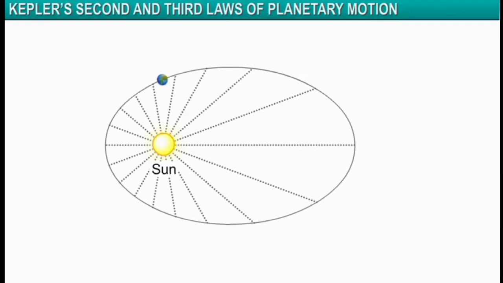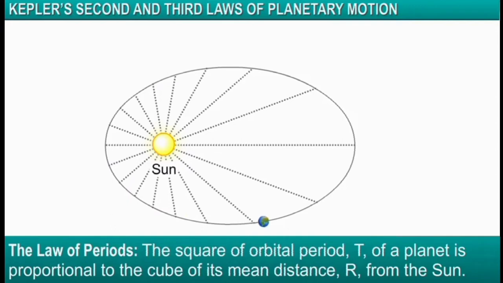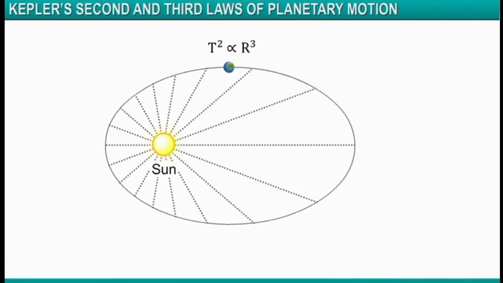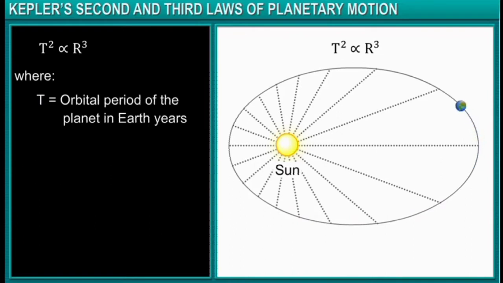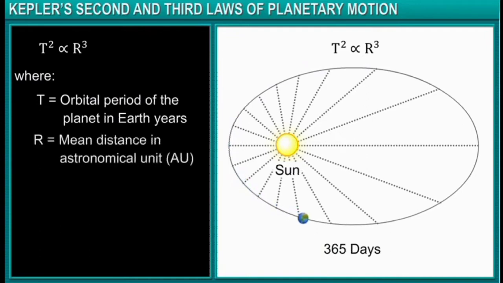The law of periods states that the square of orbital period T of a planet is proportional to the cube of its mean distance r from the Sun. Hence, you can express the law of periods as T squared is proportional to r cubed, where T is the orbital period of the planet in Earth years, which is approximately 365 days, and r is the mean distance in astronomical units.